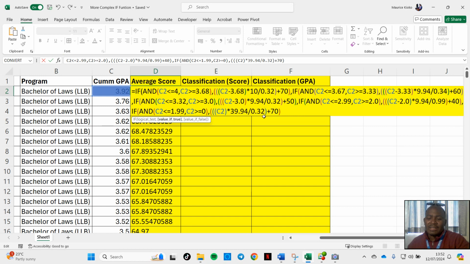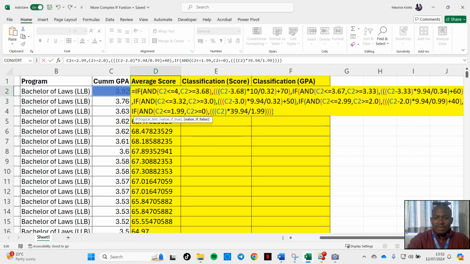You divide by, what have we divided by? The difference of 0 to 1.99. It's just 1.99. And then here we are not adding anything. It's like you say add 0. There is no difference. You're adding 0. So there is no need of even adding that 0. So that is a function.